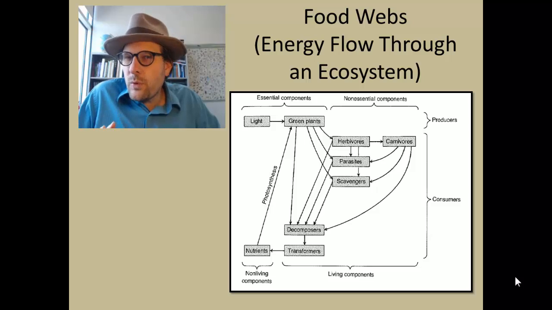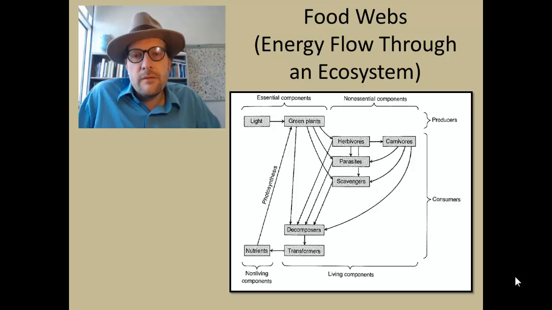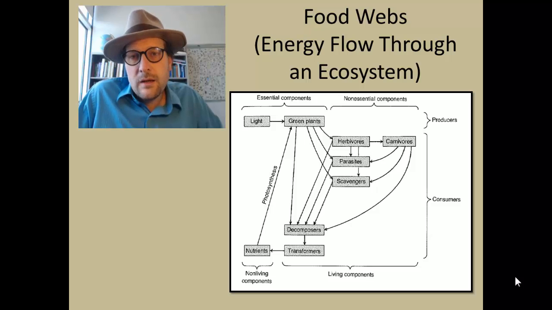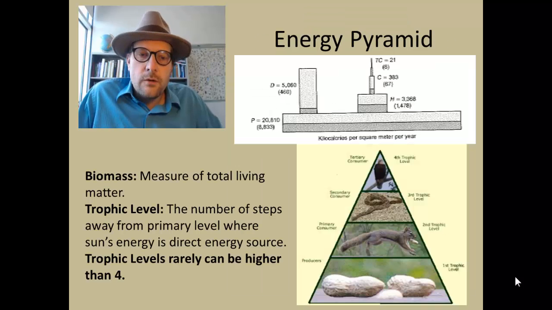Now food webs are really difficult to reconstruct using the fossil record, in part because oftentimes you're missing some of the key components of food webs, including many of the primary producers, which you may not necessarily see in the fossil record. Closely related to food webs are energy pyramids. Energy pyramids are where you take the total biomass. The biomass is basically measuring the total amount of living material, and then you categorize how far away they are from the primary producers.